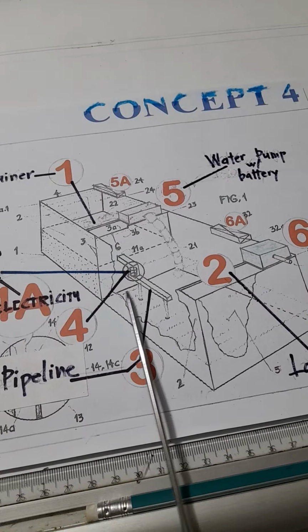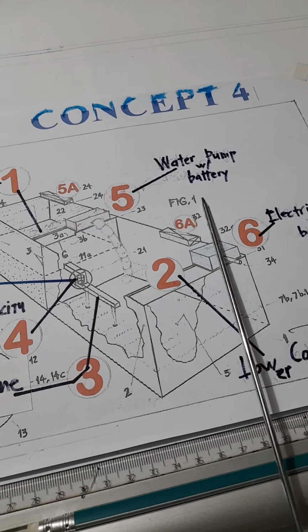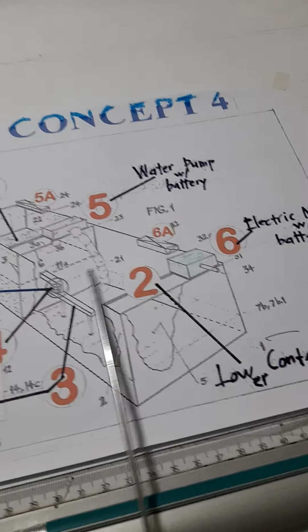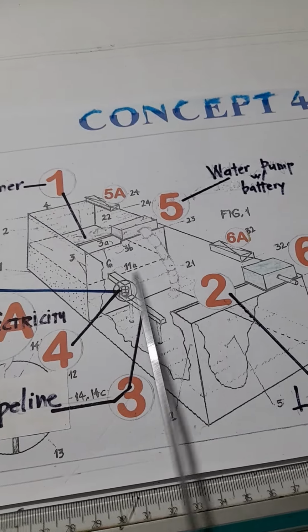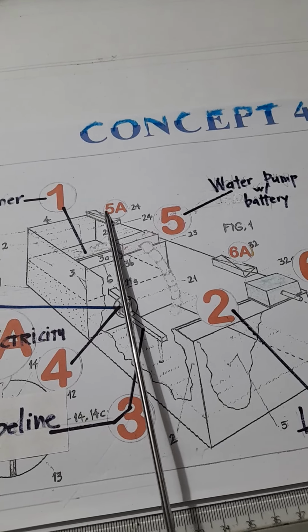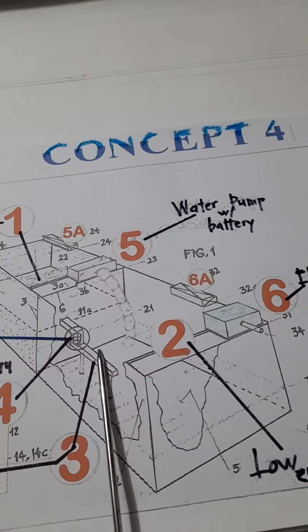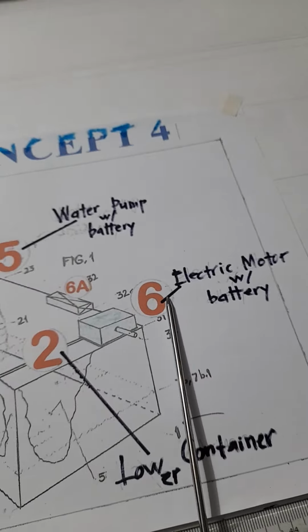The vertical turbine is very important because it supplies electricity to the water pump and the electric motor. The generated electricity will travel to the battery and to the water pump. Here also, to the battery and to the electric motor.